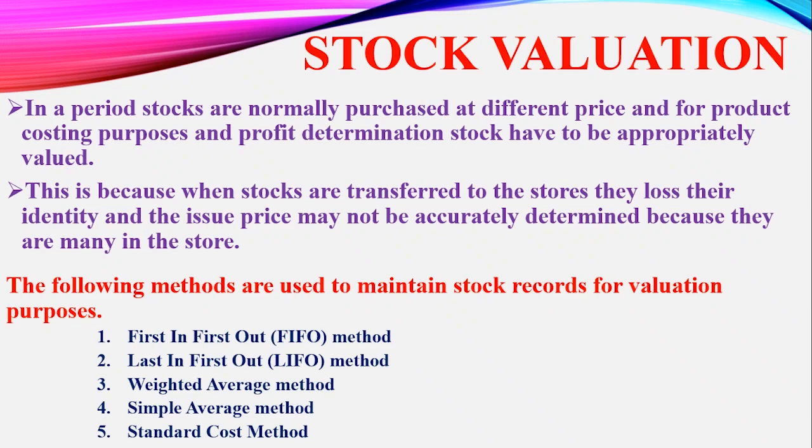So we have various methods of recording stocks for the purposes of valuation. The first method, we have the first in, first out method, which we call the FIFO. We have the last in, first out method, which we call the LIFO. Then we have the weighted average method, the simple average method, and the standard cost method. These are the various methods which can be applied in recording stocks so that it is easier to value the stocks at any given time.